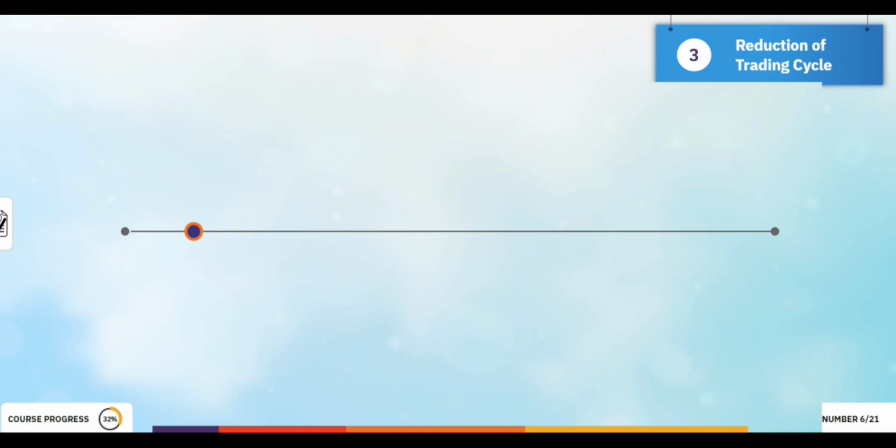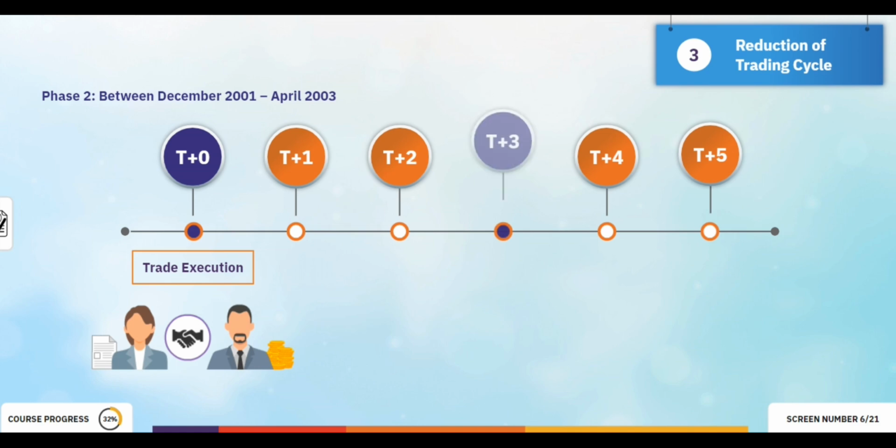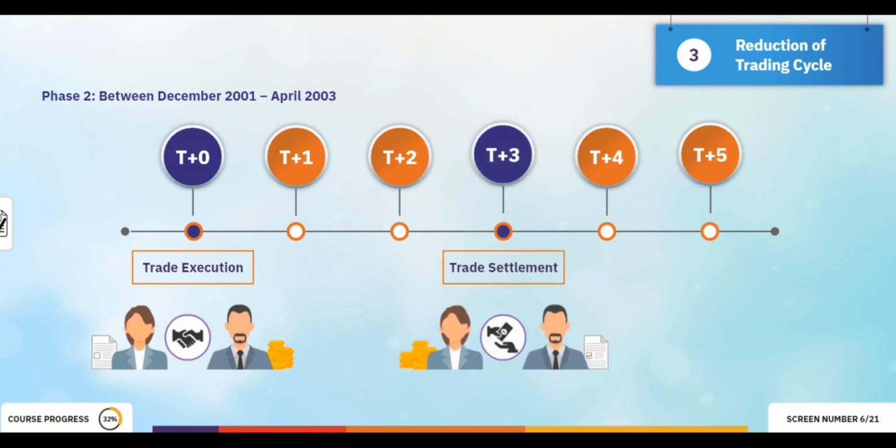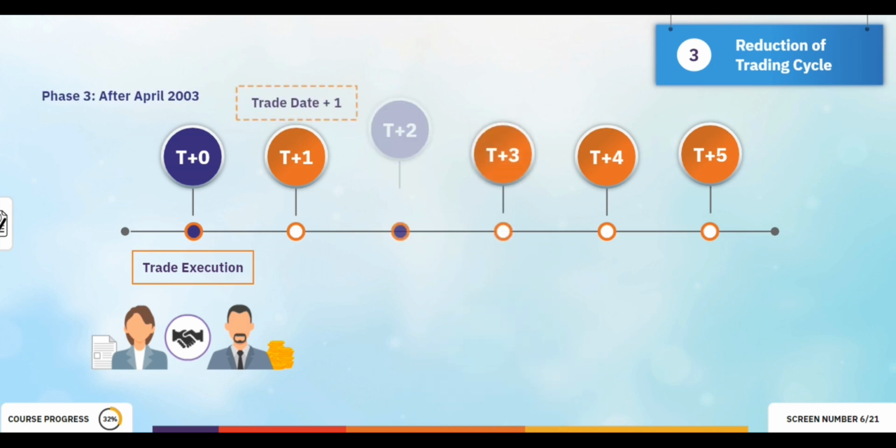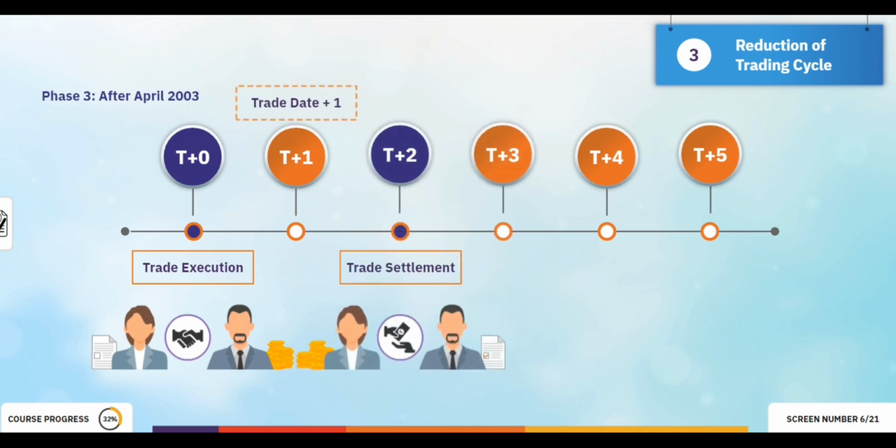It was made mandatory for all exchanges to follow a uniform weekly trading cycle in respect of scrips not under rolling settlement. Phase 2. In December 2001, all scrips were moved to rolling settlement and the settlement period was reduced progressively from T plus 5 to T plus 3 days. Phase 3. From April 2003 onwards, T plus 2 days settlement cycle is being followed.